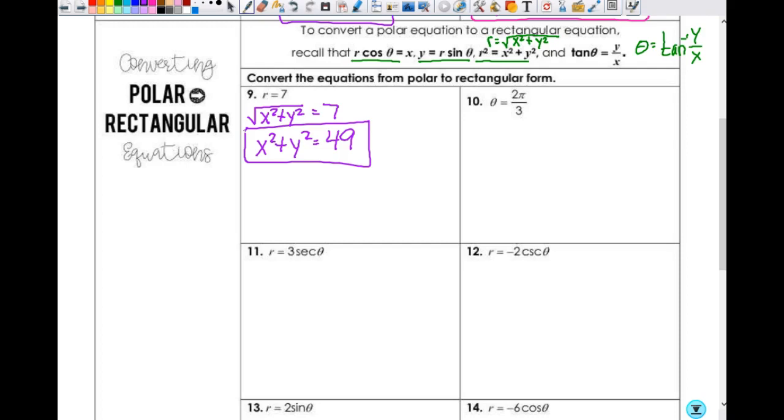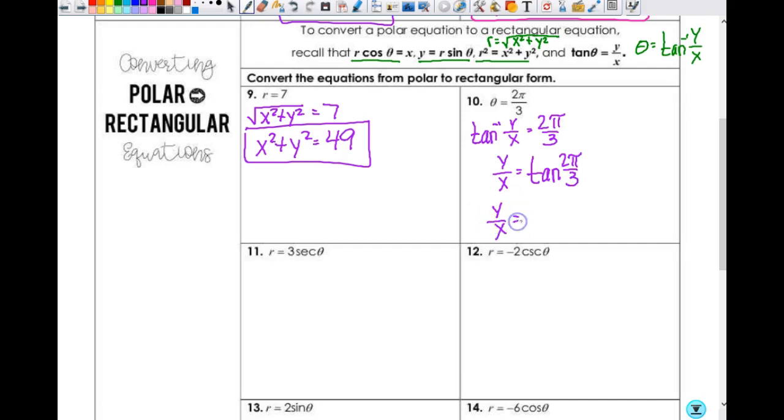All right, number 10, theta is equal to 2 pi thirds. Well, theta is the tangent inverse of y over x. So the tangent inverse of y over x is equal to 2 pi thirds. So I need to get y over x out of that. What's the opposite of the tangent inverse? Tangent. So I take the tangent of both sides and I get y over x is equal to the tangent of 2 pi thirds.